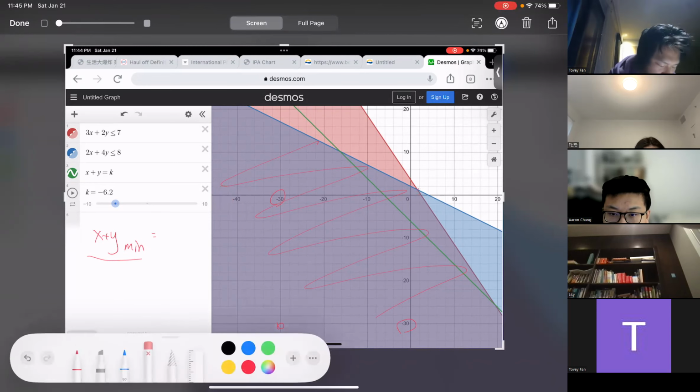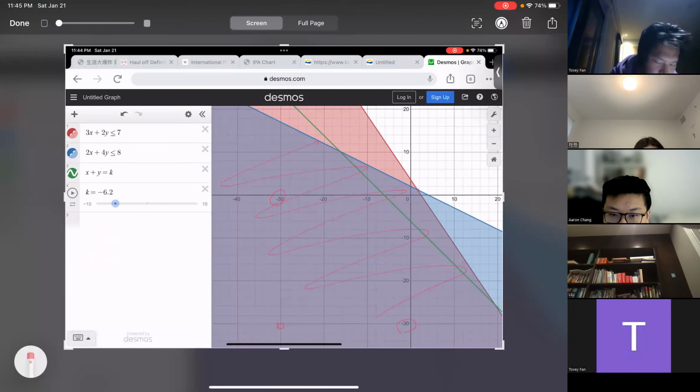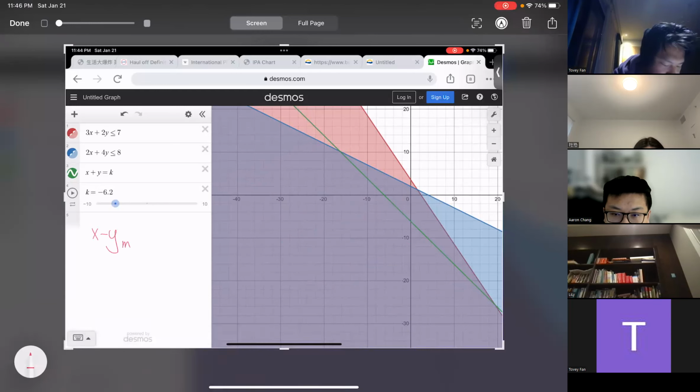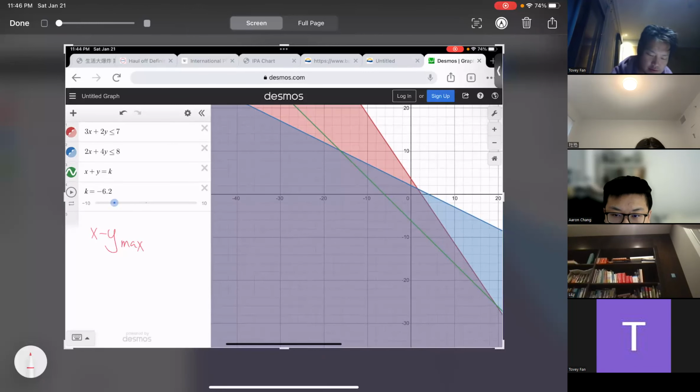Okay, so as a practice, let's say we have the same two inequalities. What if we do x minus y? First, we find the maximum value of x minus y, and see if there's any. Now, to maximize x minus y, you want to first have some positive x, or some big x, right? And also you want to minimize y. So you will see that there isn't any, because for y, you can make it as negative as you want.